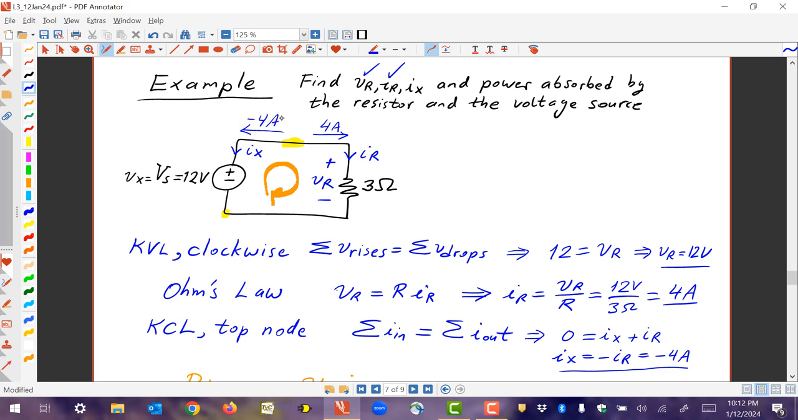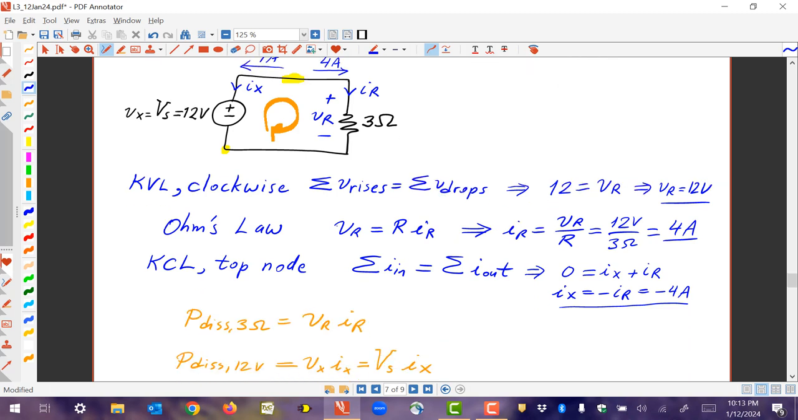I mean, there aren't really two currents. There are two ways of measuring it. IR is being measured in the clockwise direction, in the direction of the orange arrow, so that would be 4. IX is being measured in the counterclockwise direction, so that must be minus 4. So the currents are equal and opposite. If you remember, I gave you an example before, without any numerical values, as to why it turns out that way. So IX is actually minus 4 amps.